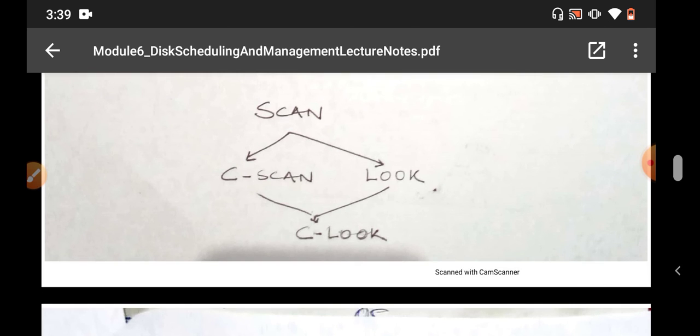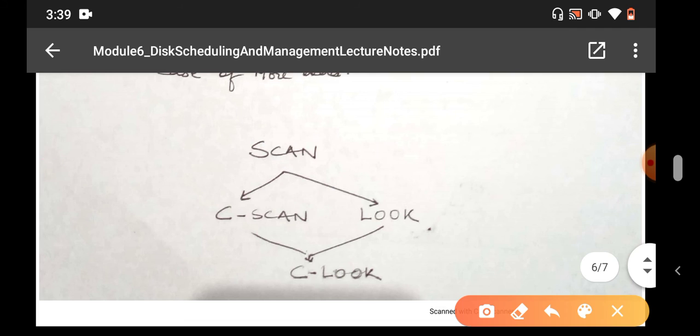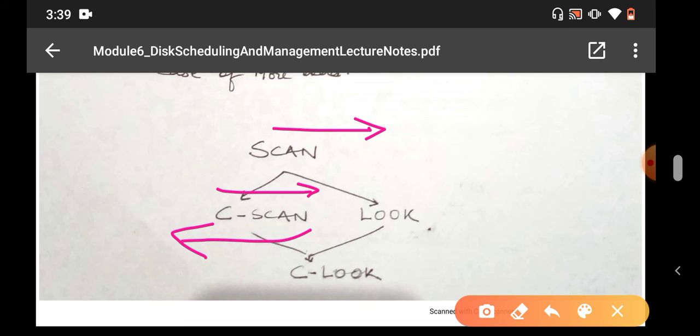Now let's see how many algorithms there are in this scheduling. So first let's conclude. First come first serve had its pros and cons. Then shortest seek time first also had its pros and cons. Then came one good algorithm, that is scan. Then we had C scan, circular scan. Scan was in one direction only, whereas here the requests are served in both ways.